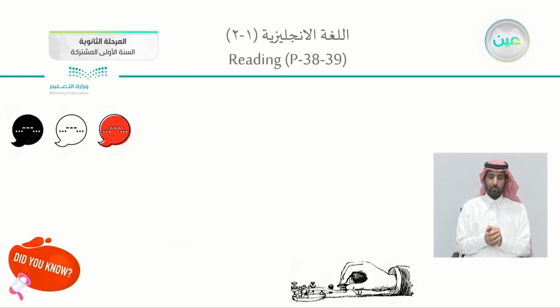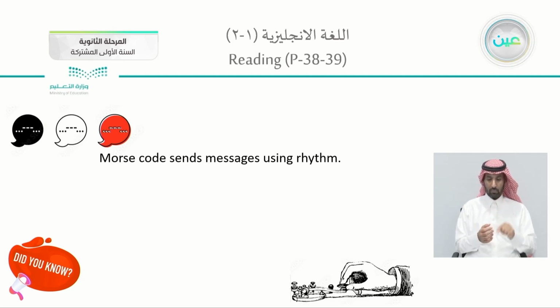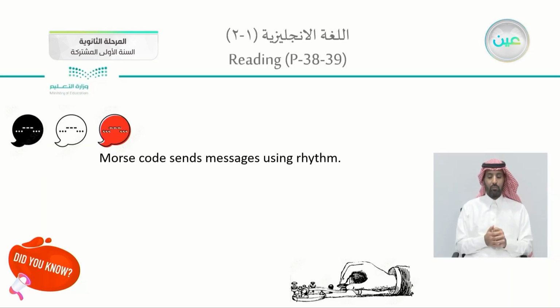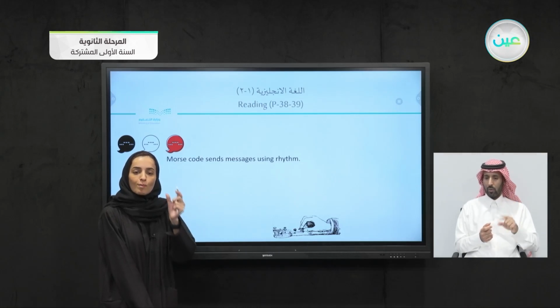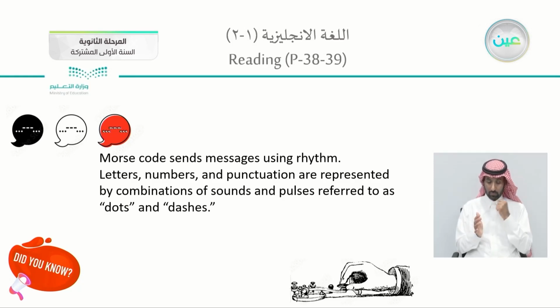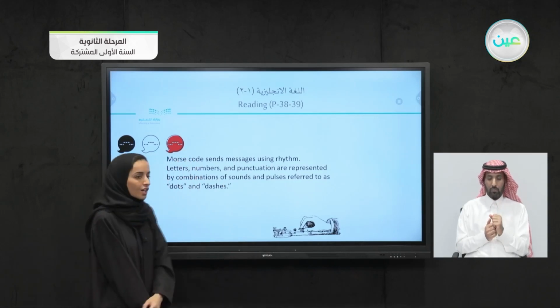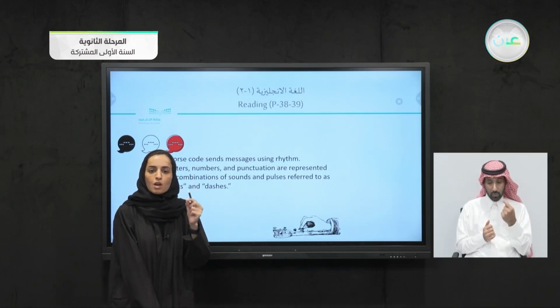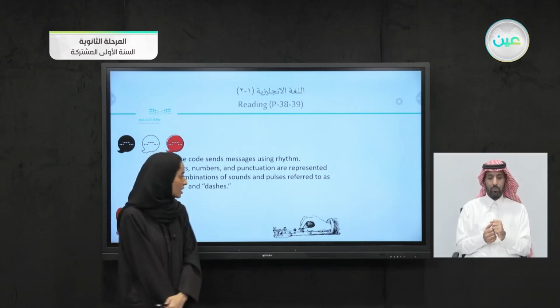Some of the fun facts that we're having in here is the Morse code. What is based on Morse code is actually the telegraph. What does it use? Here we're having Morse code. It sends messages using rhythm. Rhythm means just like the sound. So the basic idea is actually from the old drums. We're having letters, numbers, punctuation, and they are all represented by a combination of sounds and pulses referred to as the dots and the dashes. So the language is all about dots and dashes. You can notice them in here, a dot and a dash. And each one symbolizes a letter or a number. Even full stops, commas, and question marks have their own symbols.